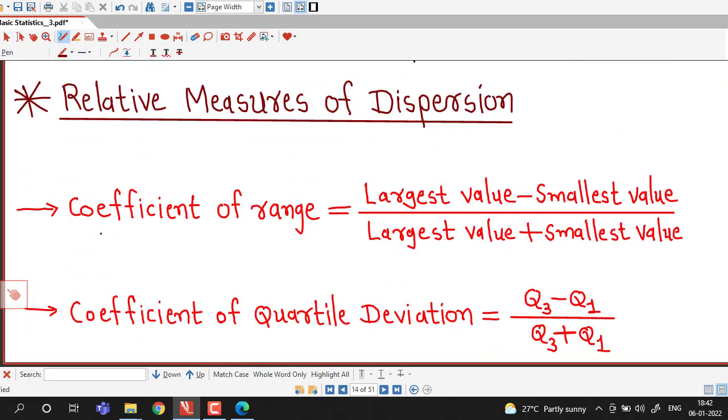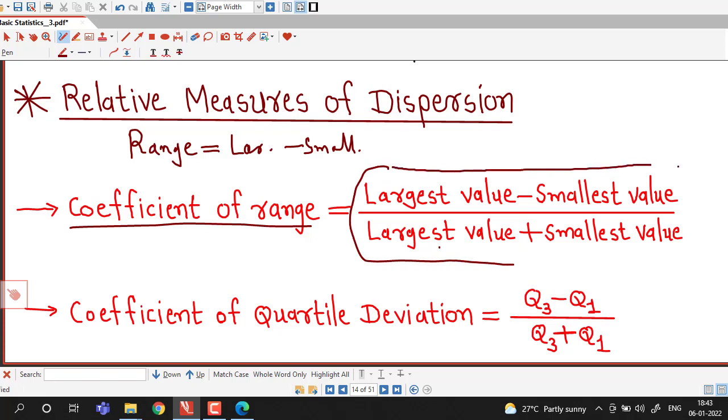Relative measures of dispersion. First measure is coefficient of range. It is defined as largest value minus smallest value divided by largest value plus smallest value. If we recall that range of a given data is given by largest value minus smallest value, and coefficient of range is given by largest value minus smallest value divided by largest value plus smallest value. Therefore this is dimensionless. It will not have any units.